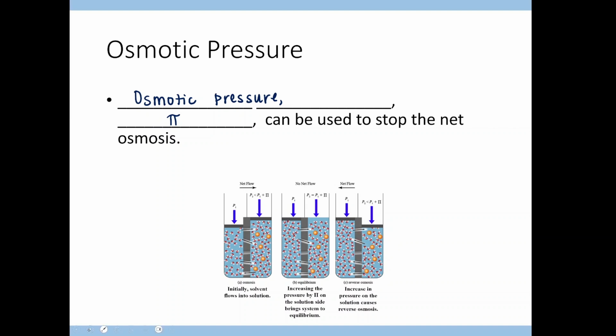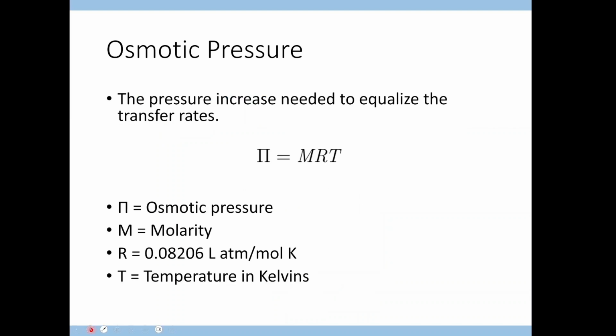We can calculate this osmotic pressure, capital pi, with this equation. Going back to my pen. So here's our equation. The osmotic pressure is equal to molarity times the gas constant, in liters times atmosphere divided by mole times Kelvin, and then times temperature. So you can calculate the pressure needed. It depends on concentration. This is the molarity of the solution, so solute moles divided by liter, the temperature of the solution, and the gas constant.